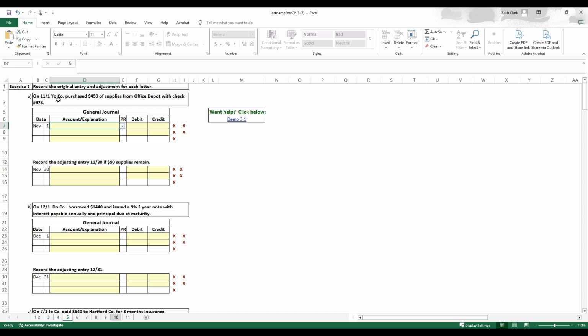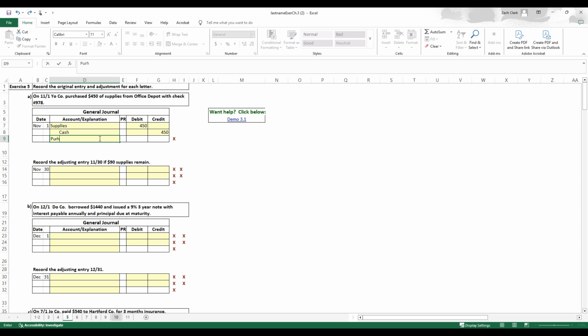So, all right, on 11/1, we purchased $450 of office supplies with this check number. Okay, so what we're going to say here is, we paid with a check, which, remember, if we ever say paid with check, just keep in mind checks are the same as cash from an accounting perspective, essentially. And so our cash goes down, and supplies goes up $450. So our asset of supplies increases and our asset of cash decreases.